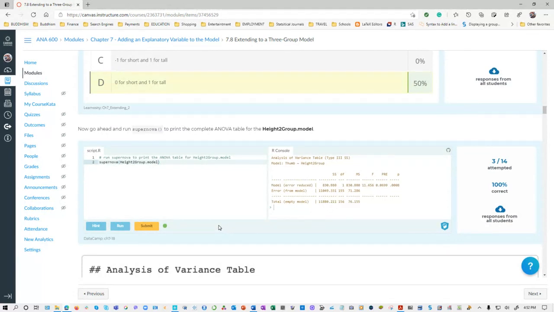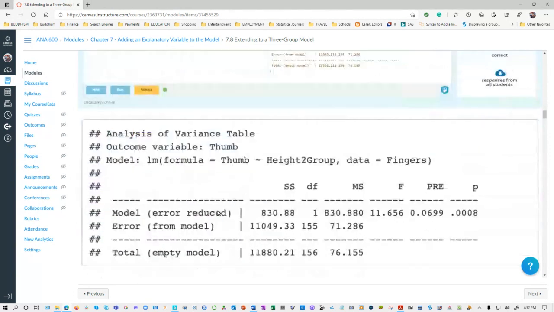830.880 divided by 11,880.211 is the error being explained by this model. That means almost 6% of the error, the variation, is being explained, so much of the error is not being explained. That's another way to see it. F means these two divided by this one, like that. This is the p value.